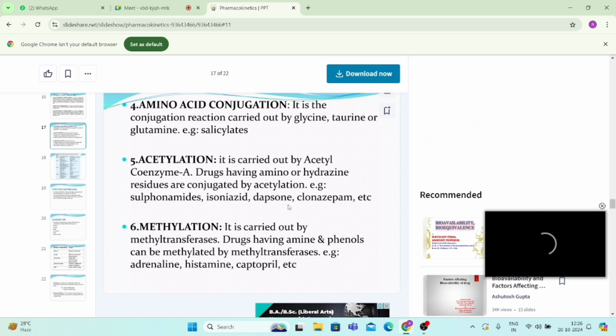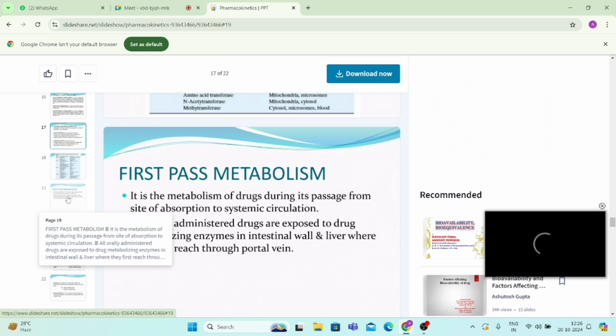Next we have methylation. Methylation means addition of a methyl group, done with the help of the enzyme methyl transferases. Only drugs which have amine and phenols in their structure can be methylated. Examples are adrenaline, histamine and captopril. You all know these drugs, right? Captopril and lapril, I think you might have already learnt under antihypertensive drugs.